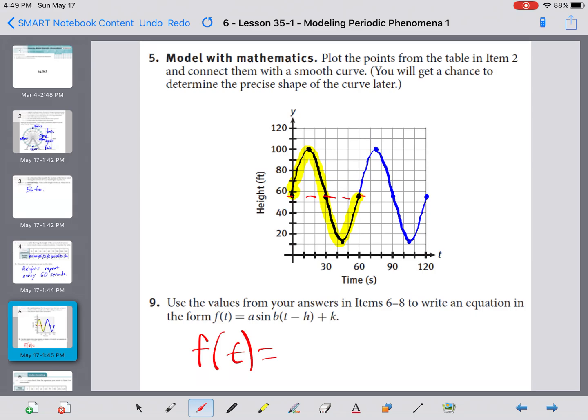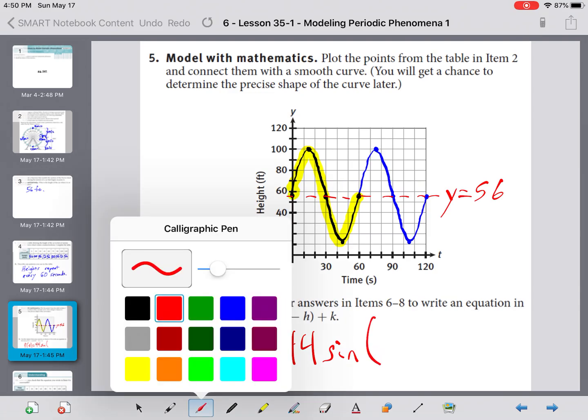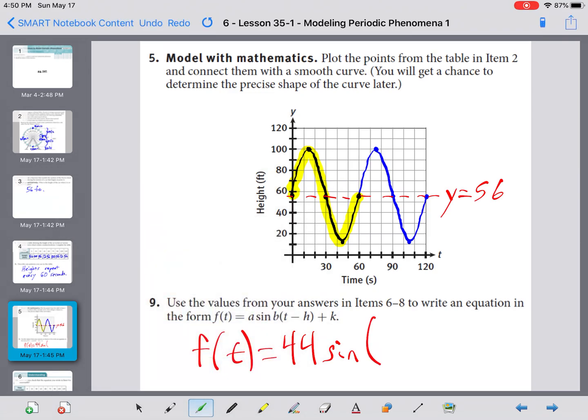Amplitude. If I look at the midline here, okay, sketch that in here real fast. The highest point up here is 100. The lowest point here is 12. So just like on the x-axis, if I want to find halfway between 100 and 12, I add those up, which is 112, and divide by 2, I get a midline of 56. Now, the midline is important because it helps me find my amplitude. The distance between 56 and the very top of this graph, or the very bottom, is 44. So my amplitude, my a value out front, is 44. Okay, sine of. Now I've got to go over here and find my b value.